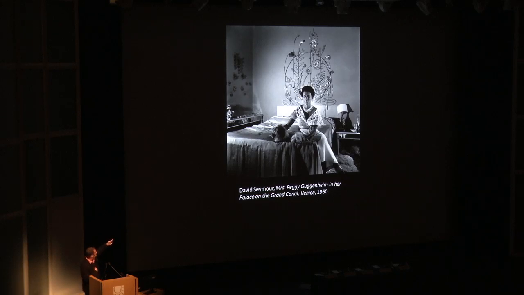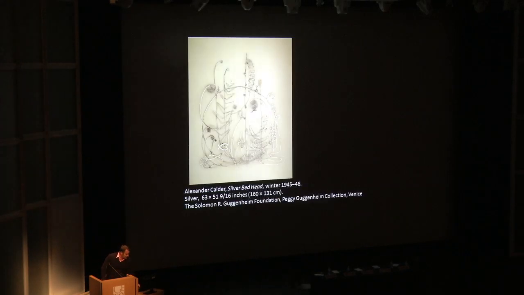This is Peggy Guggenheim in Venice. But what you're seeing is a so-called bed head, a silver headboard, though it's not exactly a headboard, but a silver sculpture by Alexander Calder that Peggy Guggenheim commissioned in 1945 when she was still in the townhouse. So it would have first been in the New York townhouse, and unlike Pollock's mural, she did take the bedhead with her to Venice and installed it in her palazzo. And this is how the bedhead is, unfortunately, to my mind.